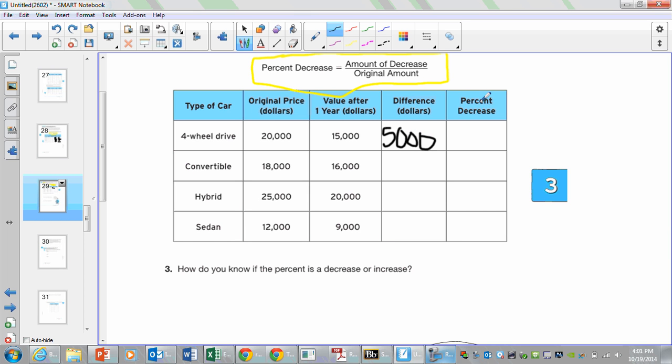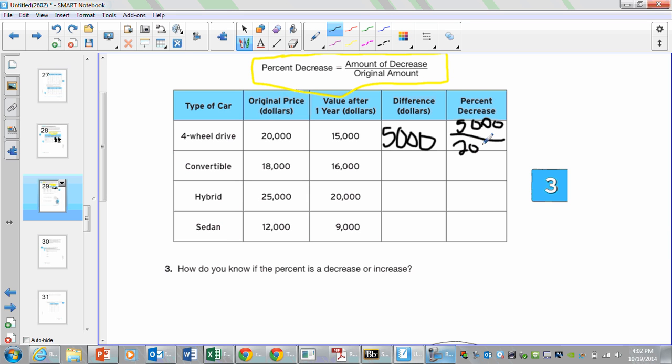And then they want us to figure out the percent decrease. In order to do that, we have to have the amount of the decrease over the original amount. So the amount of the decrease was the 5,000. So we have our 5,000, and then we're going to divide that by the original amount of the 20,000.